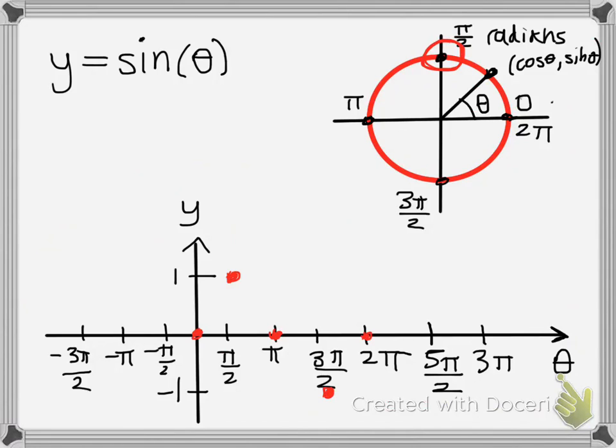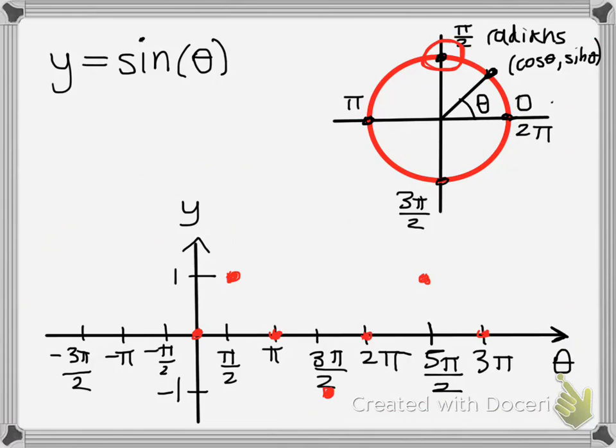And then 5 pi over 2 is another rotation of pi over 2, so we'd be back at 1 again. And then at 3 pi, we'd be back over here where it says pi. So now we're going on another revolution around the circle. So at 3 pi, it would be 0.